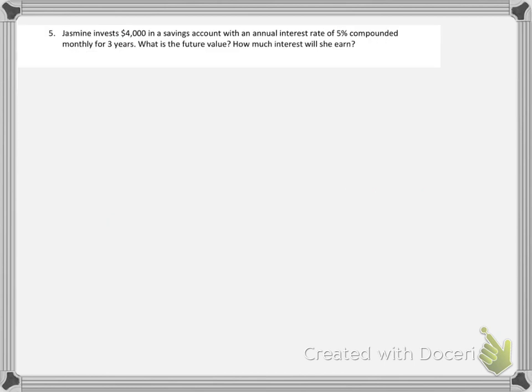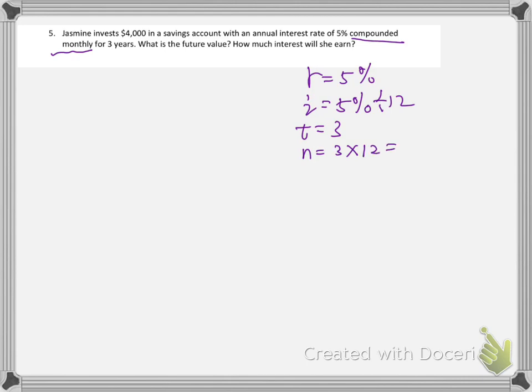But before we talk about compound interest, you have to look at how often the interest will be compounded. This is compounded monthly, so that means the annual rate is 5%, but for each month it is 5% divided by 12. And still, T is 3 years, so now N will be 3 times 12, which is 36 months. So that's the difference between simple interest and compound interest.